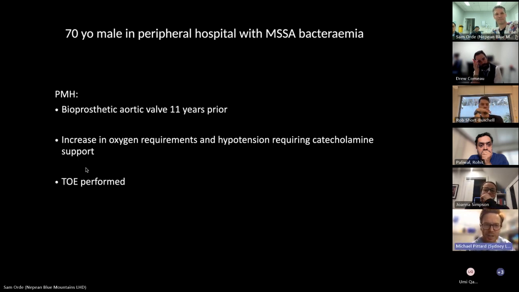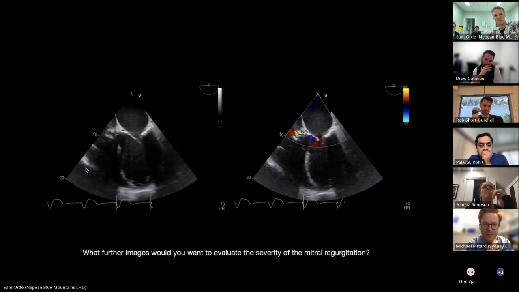So, a 70-year-old in hospital, MSSA bacteremia with a bioprosthetic aortic valve 11 years before, increasing oxygen requirements and hypotensive on catecholamine support, and he's had a TOE.